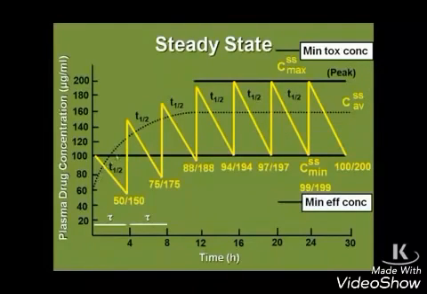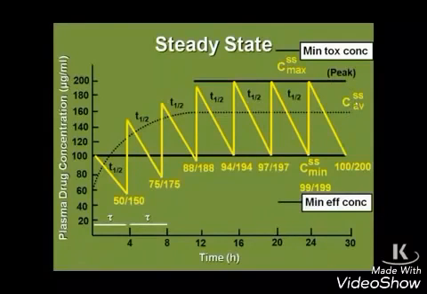If you wanted to approximate an average of those 2 numbers, you could draw a line right through the middle of this curve to represent your CSS average. Okay? Because the concentration at steady state at the peak would be the CSS max. The concentration at steady state at the trough level would be the CSS minimum. Okay? And again, you're oscillating between those 2 values.